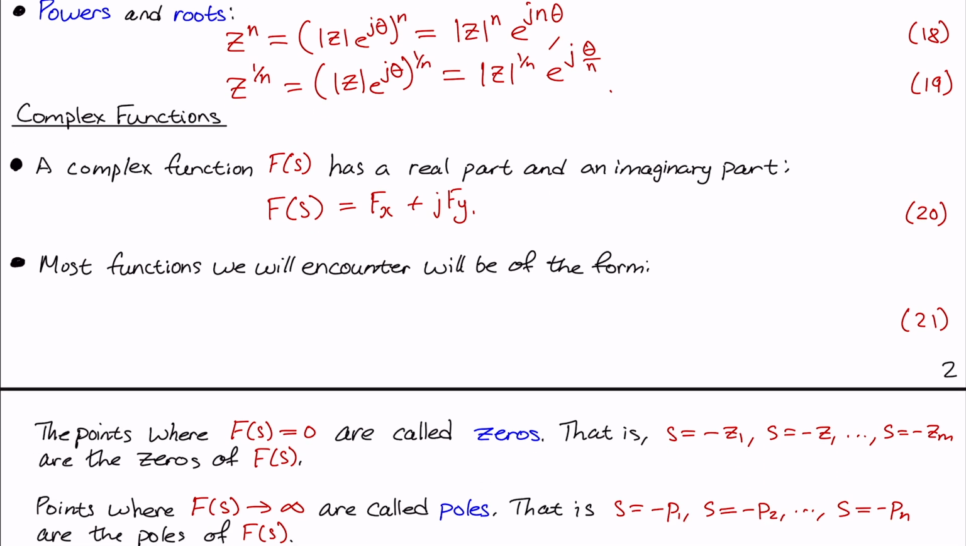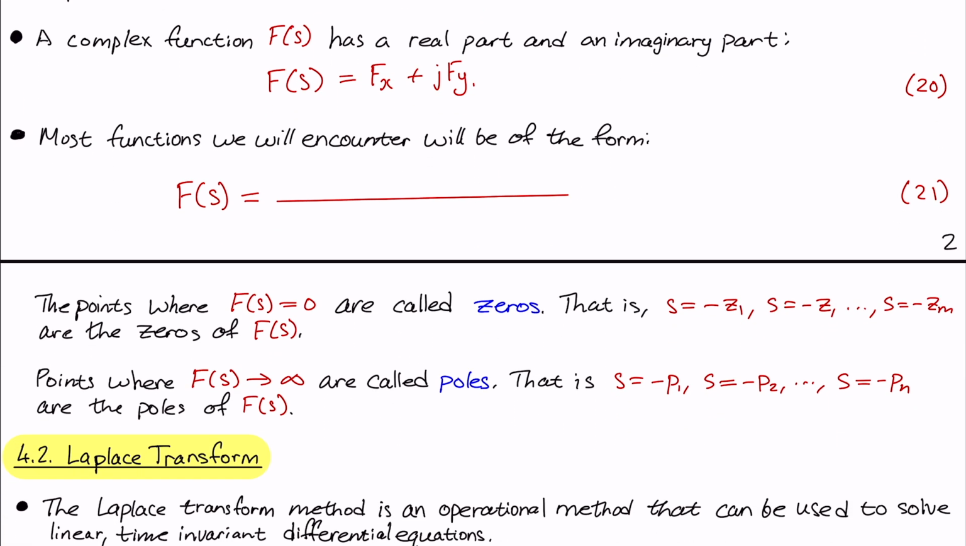All right, so most of the functions that we are going to encounter here are going to have the following form. F of s will be some fraction where we have some constant k times s plus z1 times s plus z2, all of that multiplied up to s plus zm, and then divided by s plus p1, s plus p2, up to s plus pn.